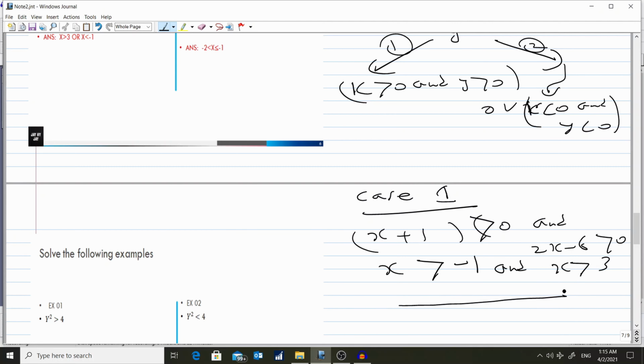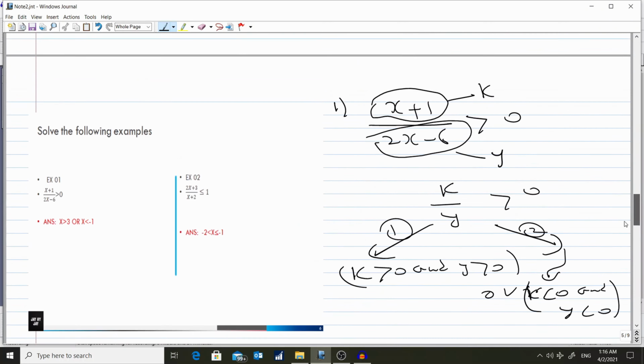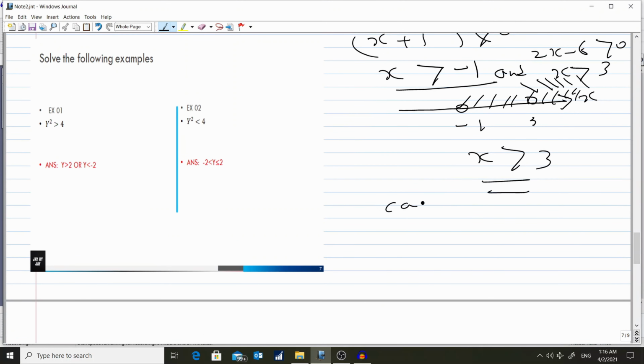So we need to draw it out. Here minus 1, here 3. Here x greater than minus 1 looks like this and x greater than 3 looks like this. The answer will be the common region that satisfies both inequalities. Therefore the answer will be x greater than 3 for case 1. Next, going to case number 2.